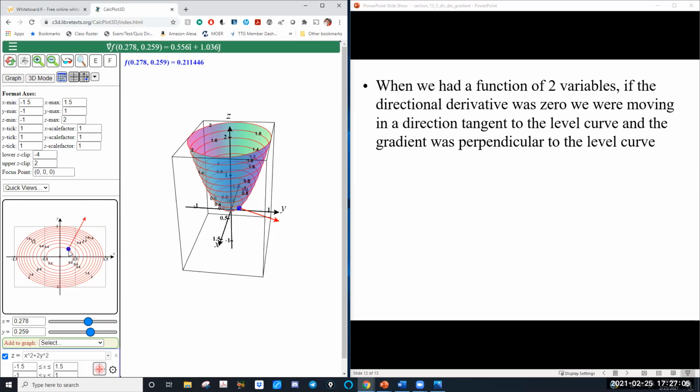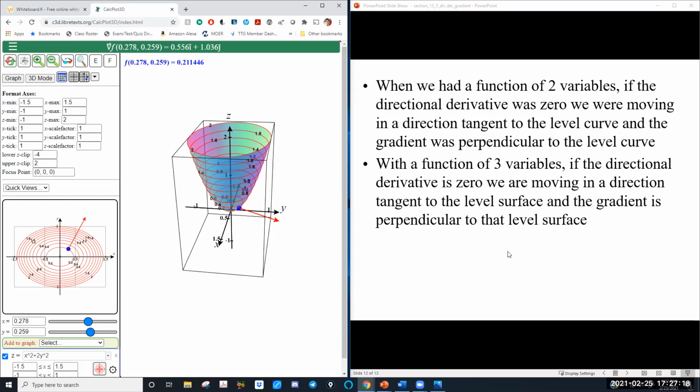There's a nice image. For a function of 2 variables, the gradient points in a direction that is perpendicular to a level curve. Well, remember, we talked about this when we talked about functions of 3 variables. They don't have level curves, they have level surfaces. So a normal vector is actually perpendicular to a level surface instead of a level curve.